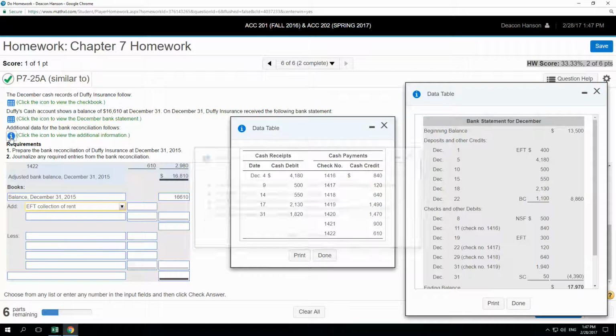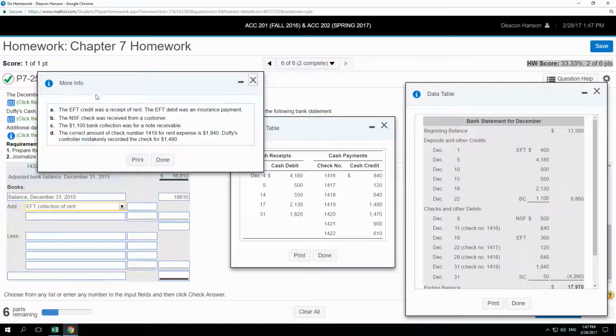Okay, and they give us a little more information. It says that first EFT was for the collection of rent. So what happened is the bank collected the rent directly. I don't know how many of you pay your rent directly into your landlord's account, or do you always give it to your landlord? A lot of times the landlord will set it up where you can go down and just put the check into the landlord's account or electronically transfer it into the landlord's account. So that was the EFT for rent. I'm going to put it in here. That's something we're going to be adding, $400.